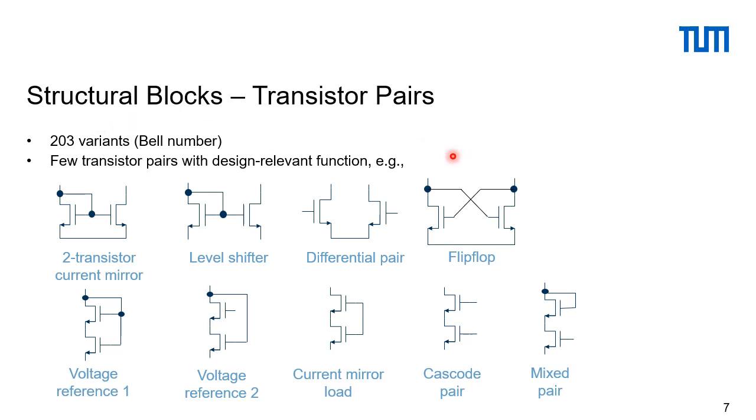Actually, only few of them have a design relevant function, and here we can see some of them. Here we have the simple current mirror we had before. We have something which is called a level shifter. We have a differential pair. We have a simple flip-flop. And then we have things like voltage reference of 2 types, a current mirror load, a cascode pair, or something we could call a mixed pair. Again, maybe not for all of these pairs, but for at least those 4 up here, we can set up individual constraints, just like we did for the current mirror.